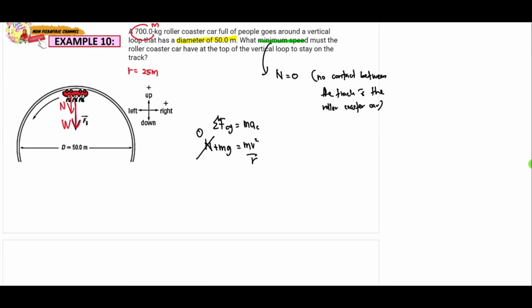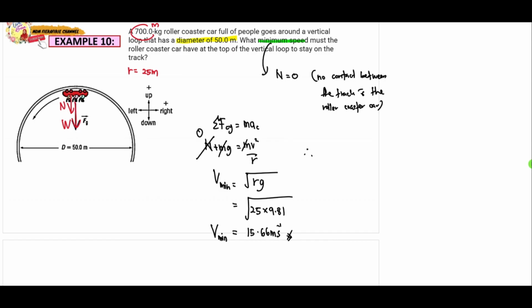Okay, so based on this equation, so you can cancel juga m. Okay, n equal to 0, mg equal to mv squared over r. Therefore, V minimum is equal to square root rg. Okay, so when we substitute the radius is 25 meter times 9.81, so you akan dapat V minimum, okay, is equal to berapa tu? Okay, 15.66. Awak cuba kira check balik. Okay, so the minimum speed is equal to 15.66 meter per second.